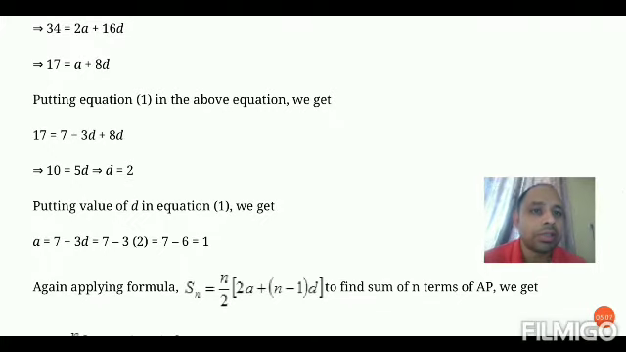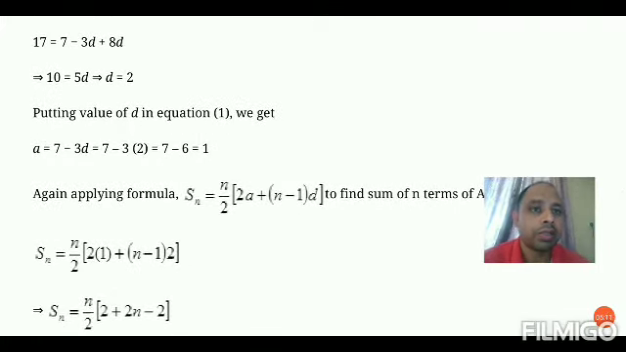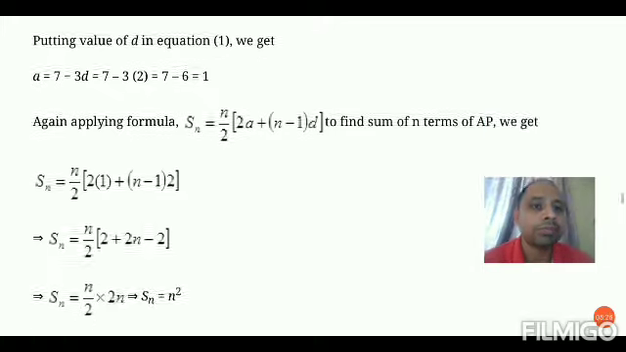After substituting that, you will get the value of d as 2, and the value of a can be found as 1. Now we have the value of d, the value of a, and the value of n. Therefore, we have to find Sn. Sn equals n by 2 in the bracket 2a plus (n minus 1)d.